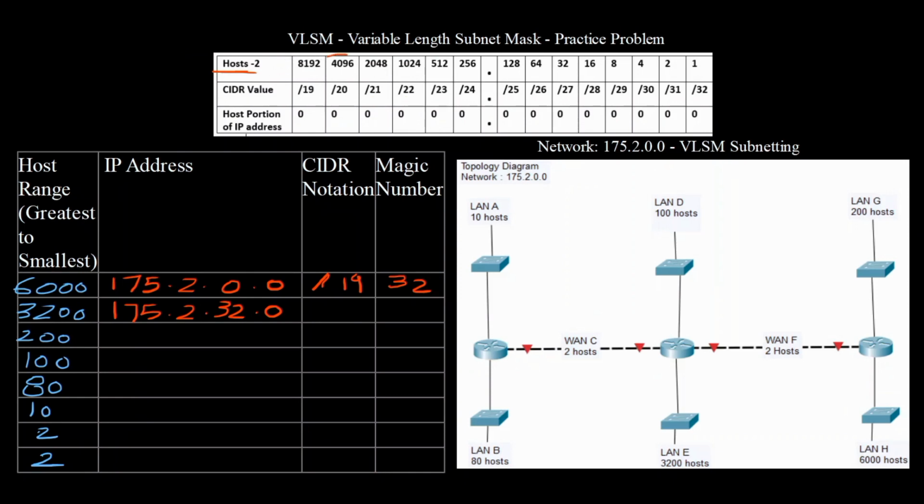So this range. Here we go, we turn this bit on for the host portion, and let's find the CIDR notation. For this one, it's going to be /20, and for the magic number, this is the third octet, 1 2 4 8 16 32. So the magic number is 16.